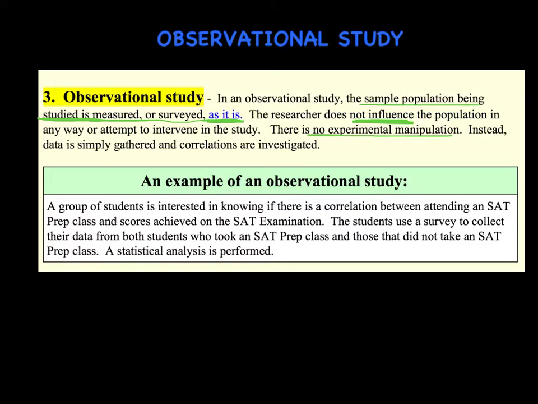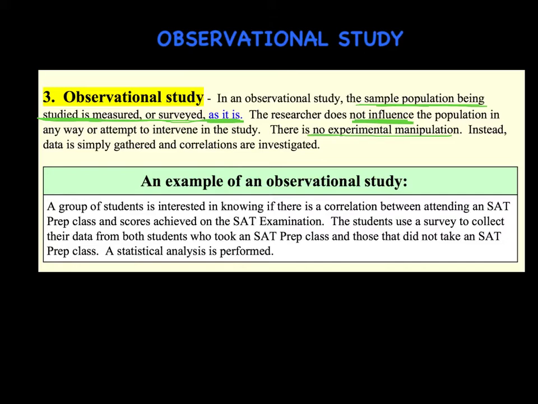And basically, you're sitting back in your lawn chair and just watching this group do whatever they do. You are not manipulating the experiment in any way, shape, or form. You're not intervening or interfering in any way, shape, or form. So in an observational study, the sample population right here being studied is measured or surveyed as it is. Again, those three little words in blue are the most important. The researcher does not influence the population in any way, shape, or form. There is no experimental manipulation.